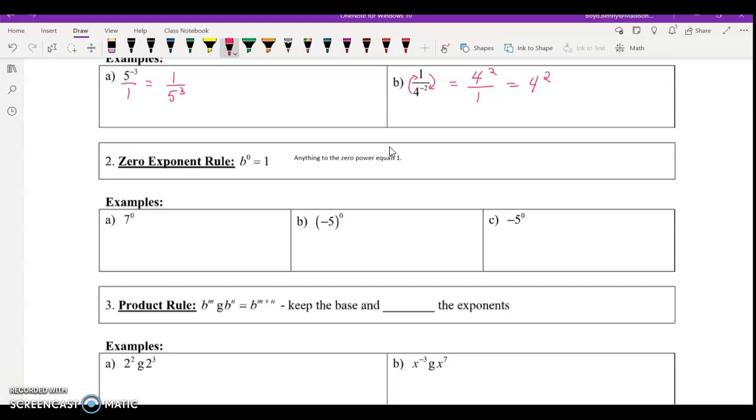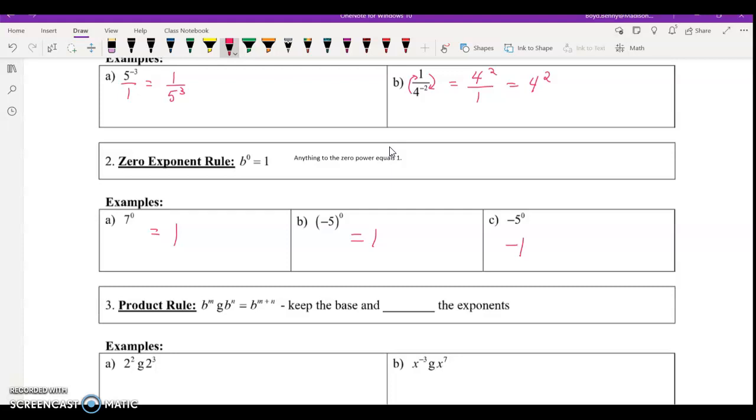Okay, so 7 to the 0 power. Anything to the 0 power. This is going to equal 1. Negative 5 to the 0 power. Notice the negative 5 is in parentheses, so that entire thing is getting raised to the 0 power. This is going to equal 1. Now, part C. Part C, the 5 is getting raised to the 0 power, but the negative is not. It's not in parentheses. So this is going to give us a result of negative 1, because the negative sign is not in there.